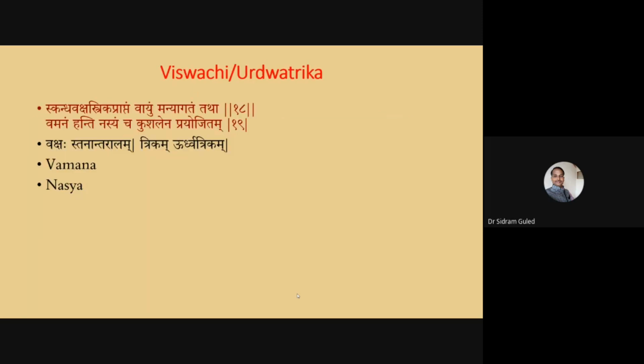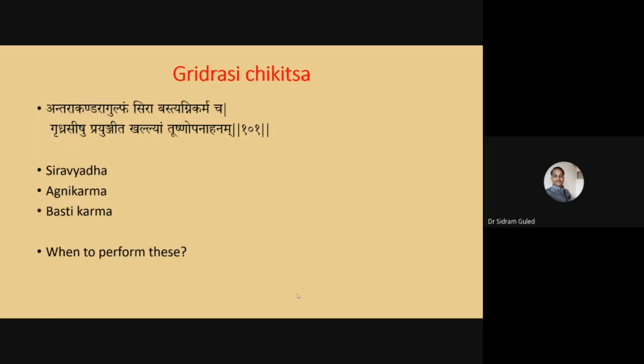And then Vishwachi, in the cervical region: when a Vishwachi-like presentation is there, how do we proceed? As mentioned, Vamana and Nasya are the treatments of choice we have to adopt. Otherwise, the Snehana, Unmardana, and all the treatments of Sandhi can be adopted. In addition to all the Sandhigata chikitsa, Vamana and Nasya have to be adopted. Coming to Gridhrasi-specific treatment, as mentioned: Siraveda, Agnikarma, and Basti karma. These are the main treatments he has mentioned, along with the treatment of Kevala Vata.